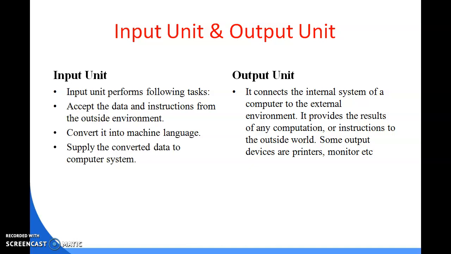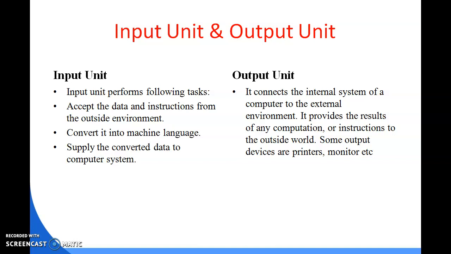So overall, there is an I/O unit present within the computer system, which is managed through the operating system. That input output unit handles the entire control of the input devices and output devices. We will discuss in the next chapters how the I/O units work.